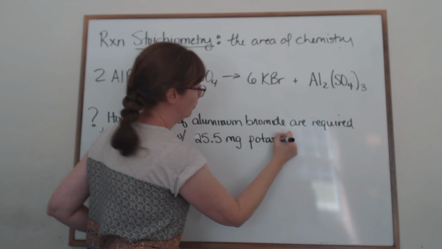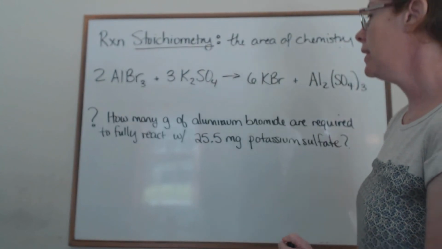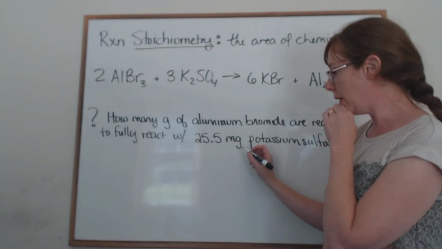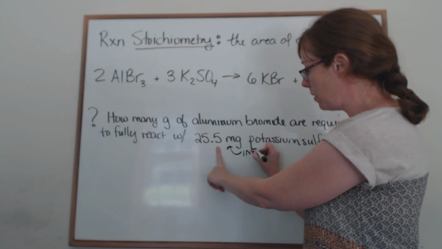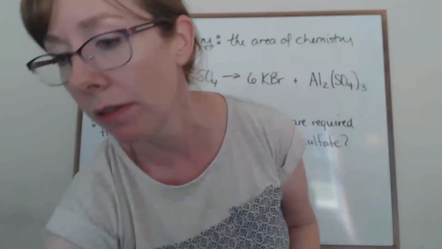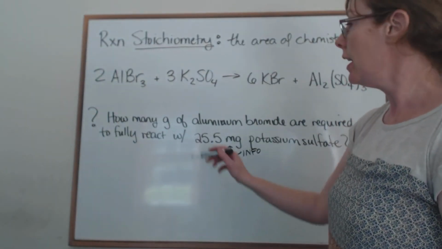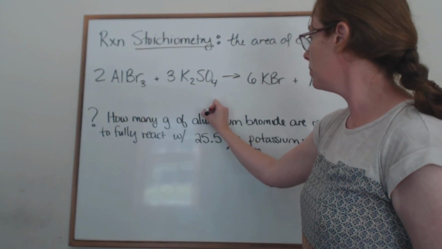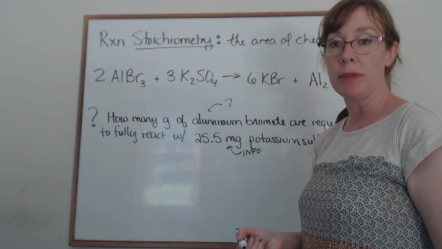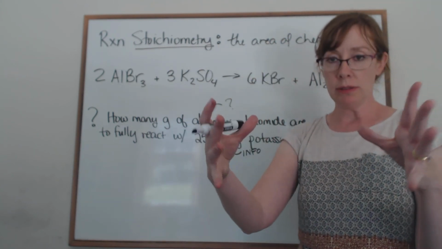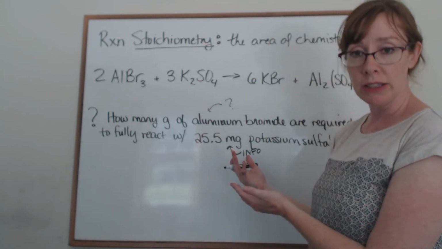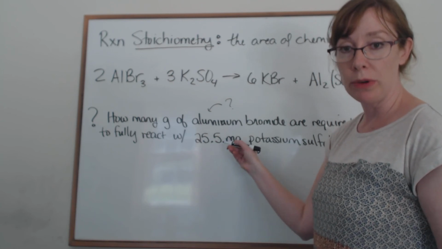All right, so this one here, my info is about potassium sulfate. That's what my starting number is about, potassium sulfate. My question is going to be about aluminum bromide. So it's stoichiometry, okay? Definitely stoichiometry, which means mole-to-mole ratios. So now we got to start somewhere. Start with the number in the question.